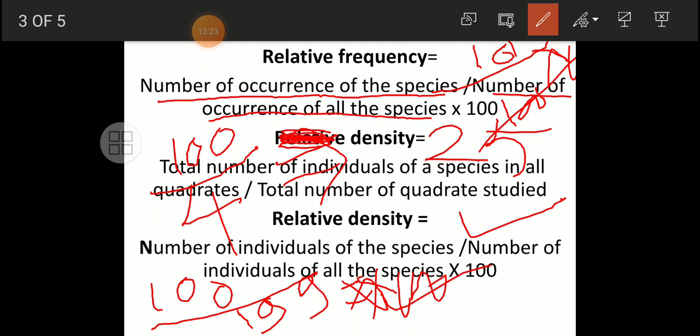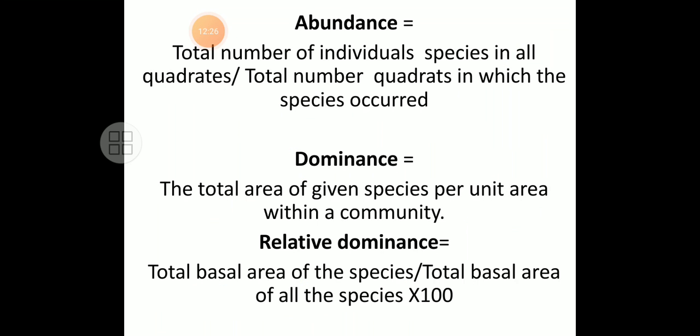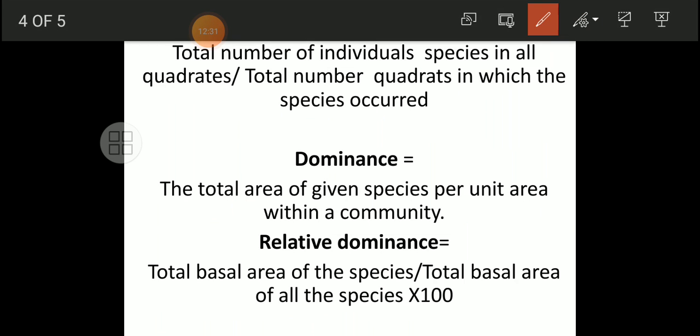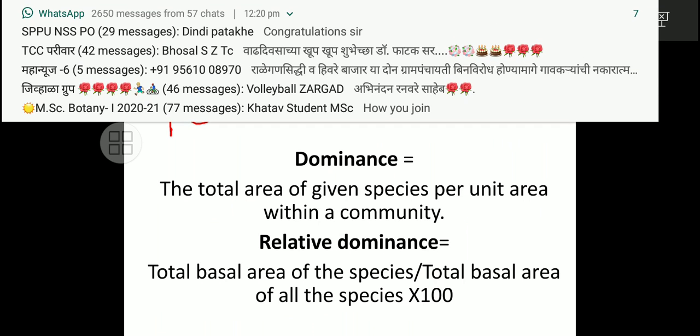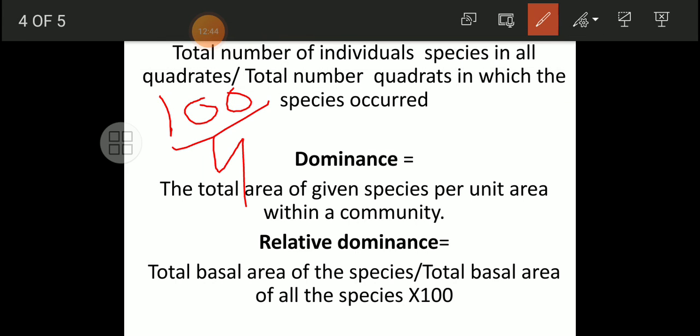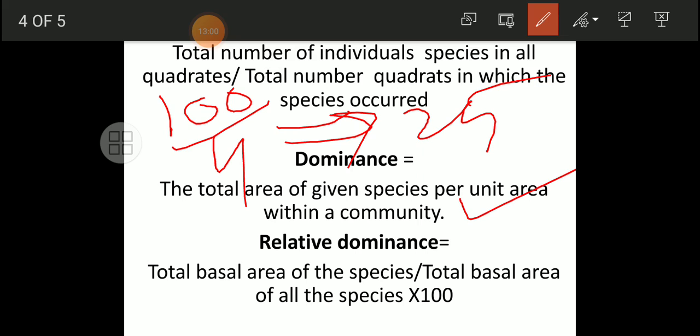Solve some examples, then only is it possible to understand that. Now abundance, isn't it? How to calculate the abundance? Very simple methodology. Total number of individuals of the species in all the quadrats. आपण परत पार्थेनियम हिस्टोफोरस 100 घेतोय, isn't it? And total number of quadrats in which the species occurred, 4, isn't it? So density and abundance are both 25. Dominance: how to calculate the total area of a given species per unit area within a community? That is nothing but the dominance.